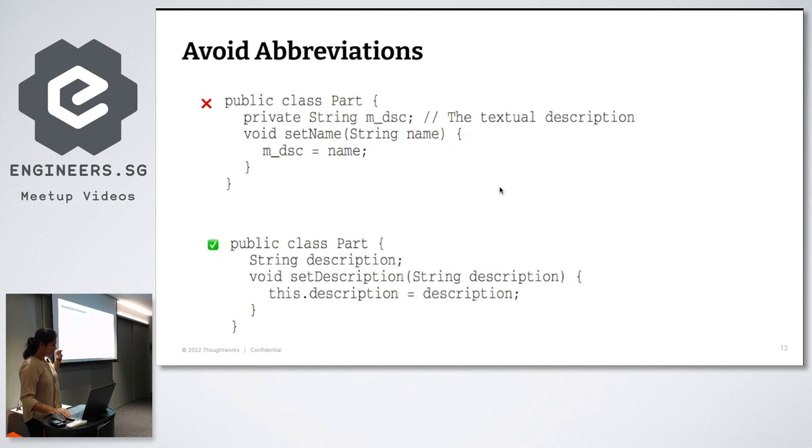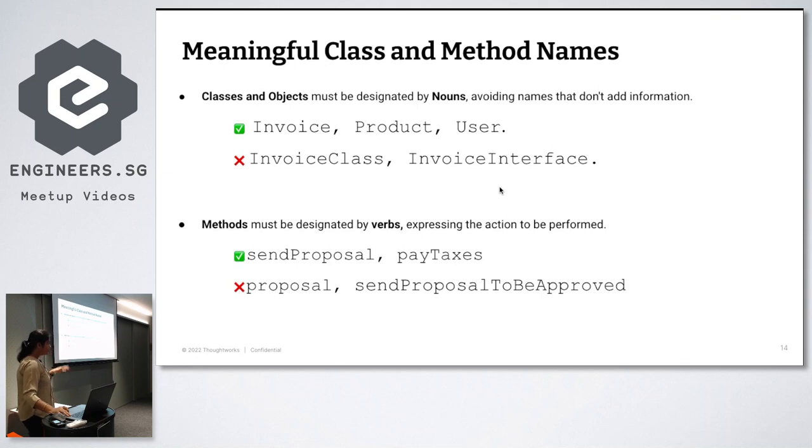Then avoid abbreviations. For example, the first one is not very clear. Here you have M_DSC. Say you also have P_DSC or L_DSC. You yourself will have to keep track of what that means. However, if the names are very clear, your mind doesn't need to keep track of all the variables and you can easily follow along.